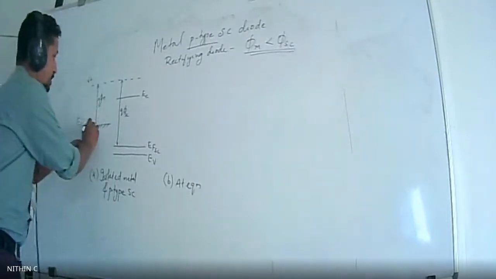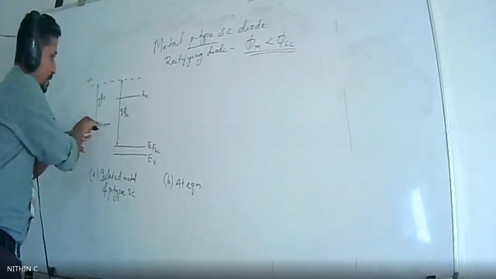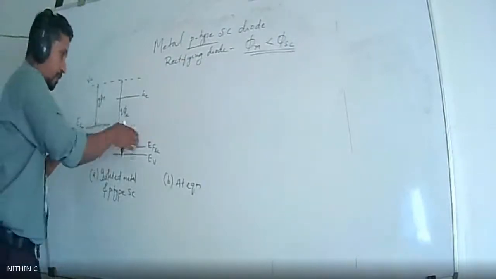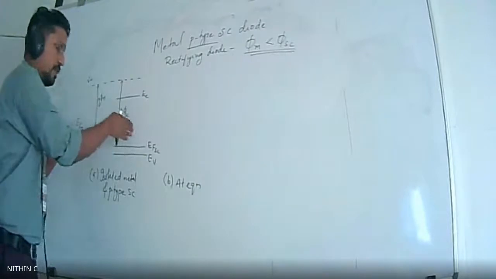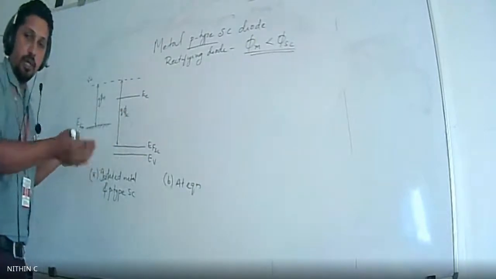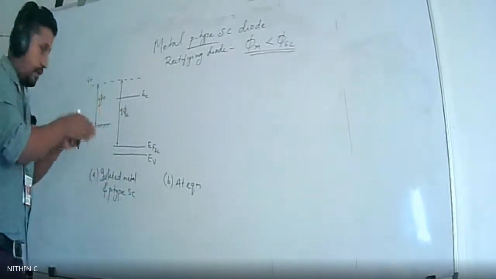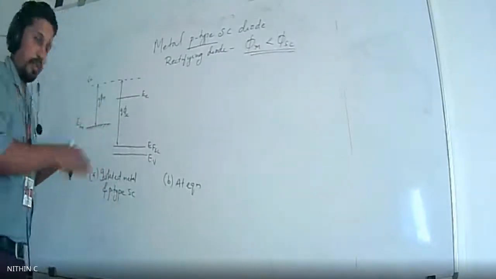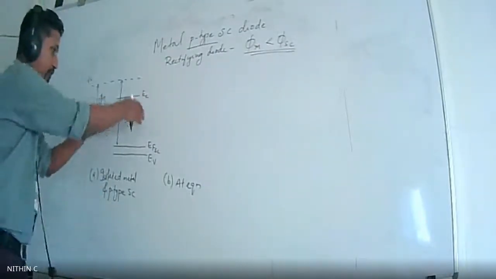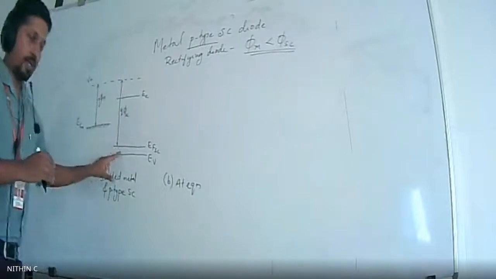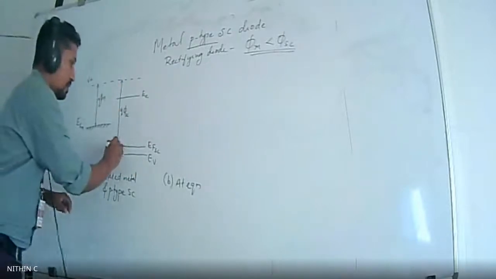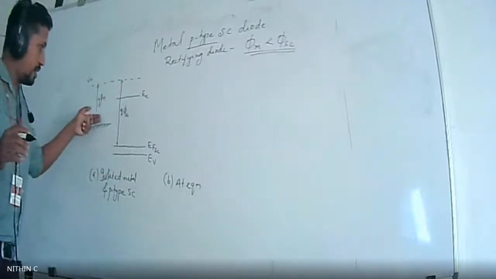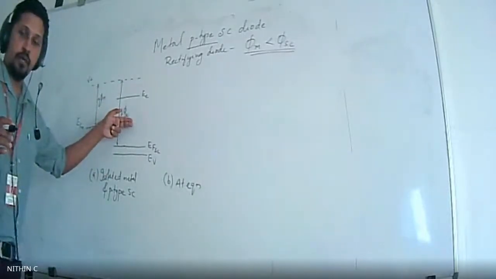The electrons will be occupying this state and holes will be in this state. In a p-type semiconductor the majority carriers are holes. So the electrons will get attracted towards the holes and they will recombine. When the isolated metal and p-type semiconductor join, we are having plenty of holes on this side, right? So the electrons can easily move towards the holes and recombine.